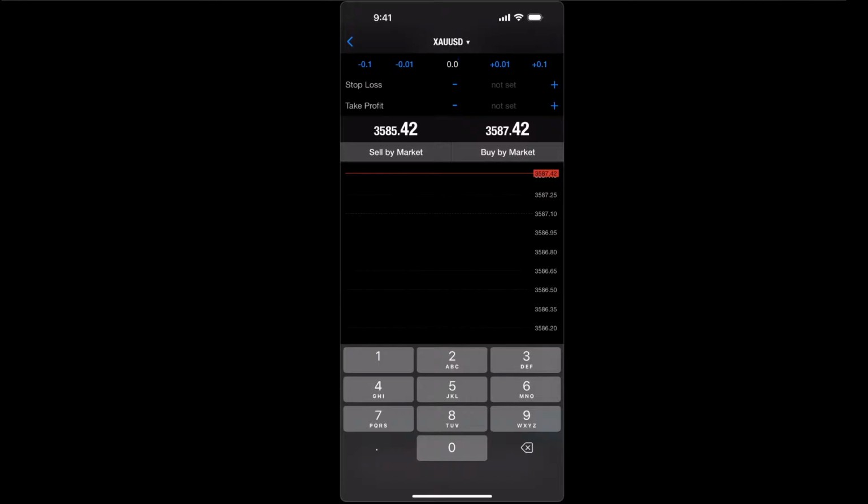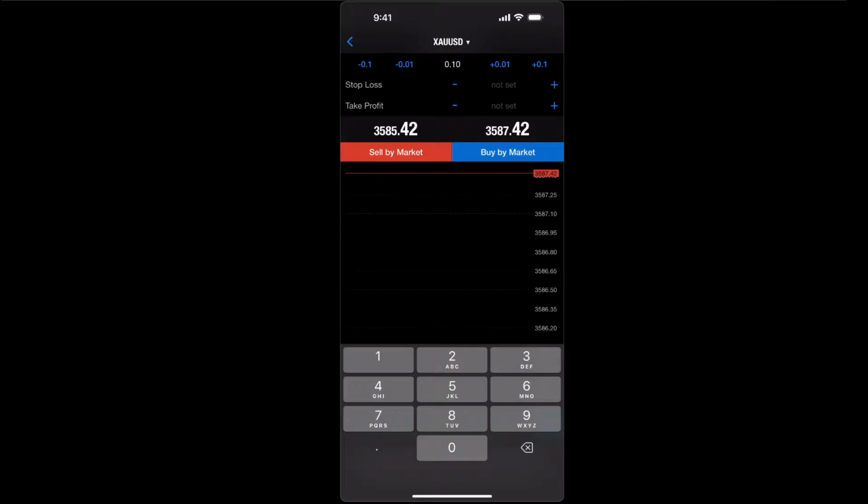So just remember, a 0.01 is $1. So you're going to be making $1 per point that the market moves up if you're trading gold. 0.10 is $10 per point the market moves up. So if the market is at 3,585 and it goes to 3,586, you would make $10 if you bought it at that price. Right? Once you select your lot size, you're going to hit buy or sell.